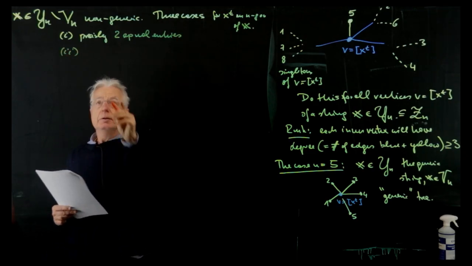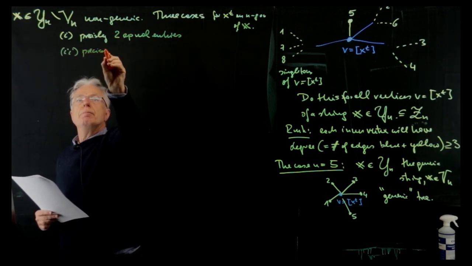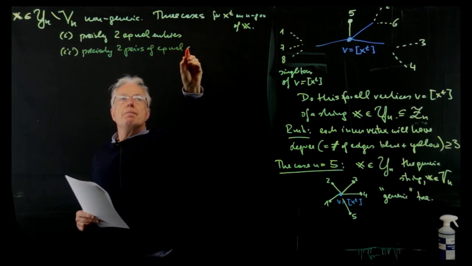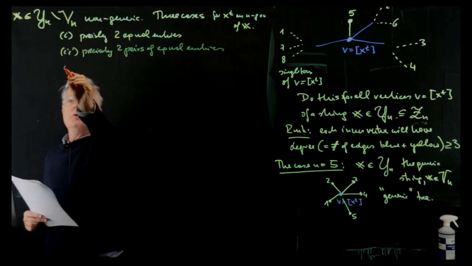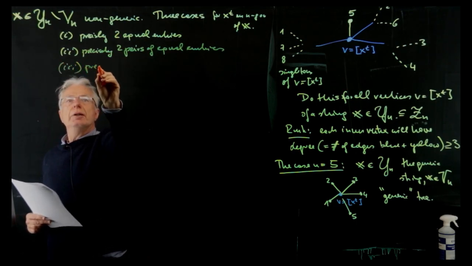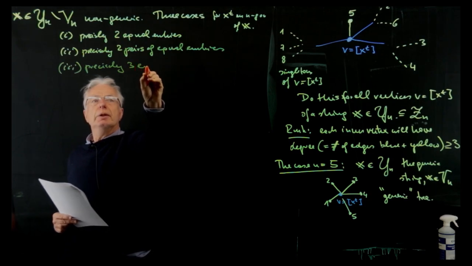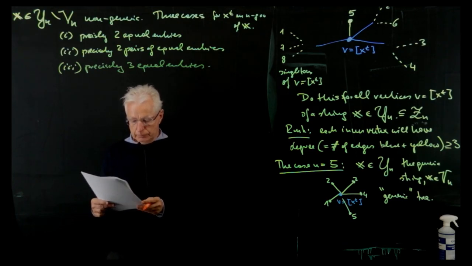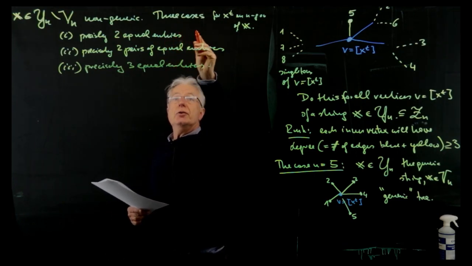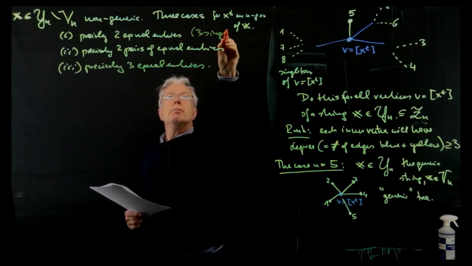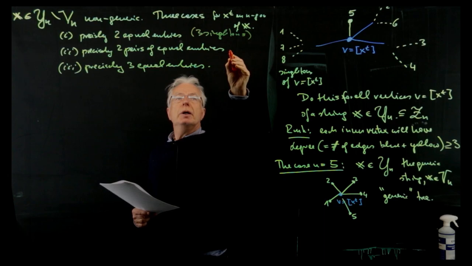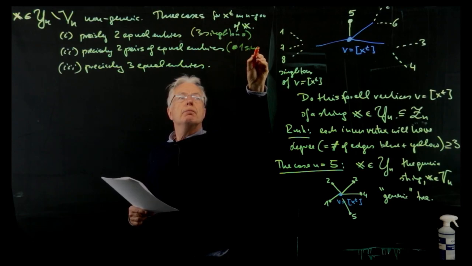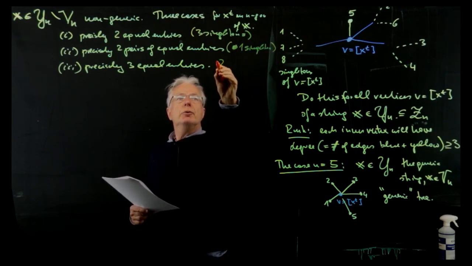Second, precisely two pairs of equal entries. And third, precisely three equal entries. So this means we have three singletons. Here we have one singleton. And here we have two singletons.